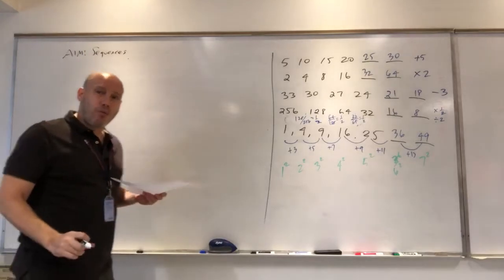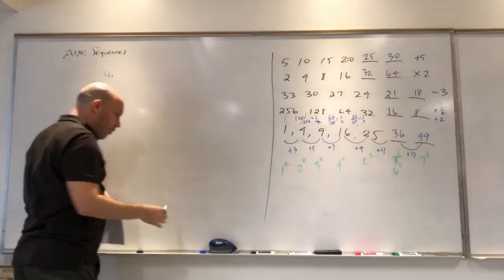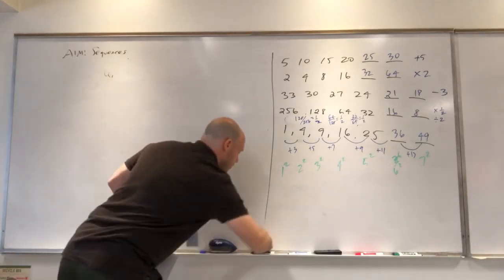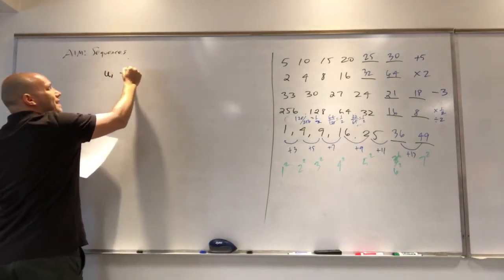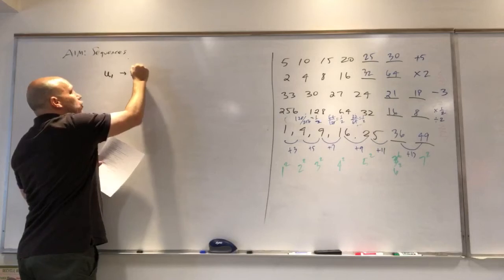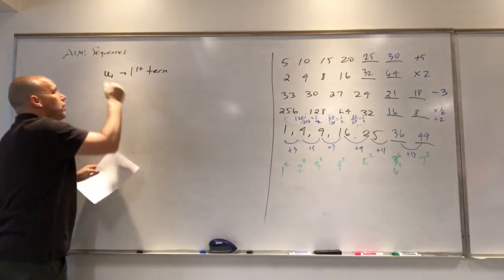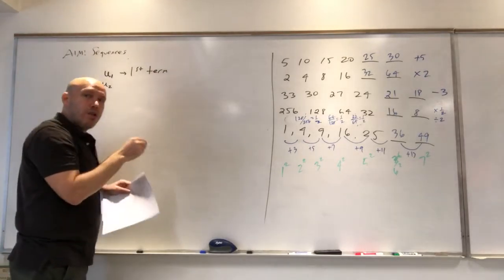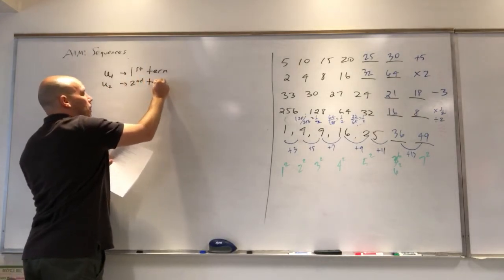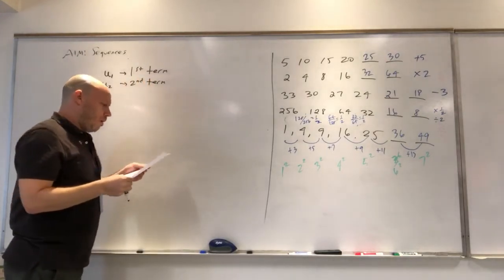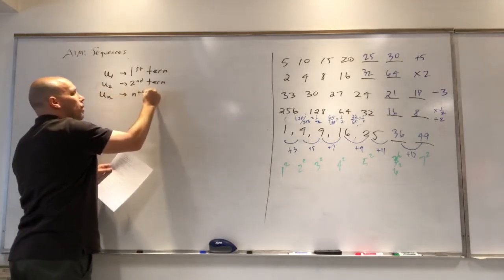We want to talk about the general terms of a sequence. So we're going to use U of 1 to represent the first term. We're going to use U of 2 to represent the second term. We're going to use the notation U of n to represent the nth term.